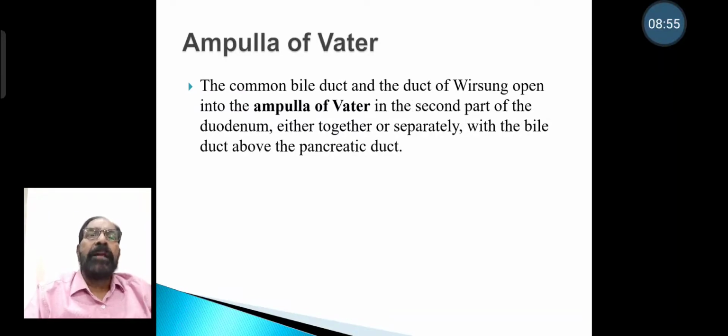Ampulla of Vater. The common bile duct and the duct of Wirsung open into the ampulla of Vater in the second part of duodenum, either together or separately, with the bile duct above the pancreatic duct.